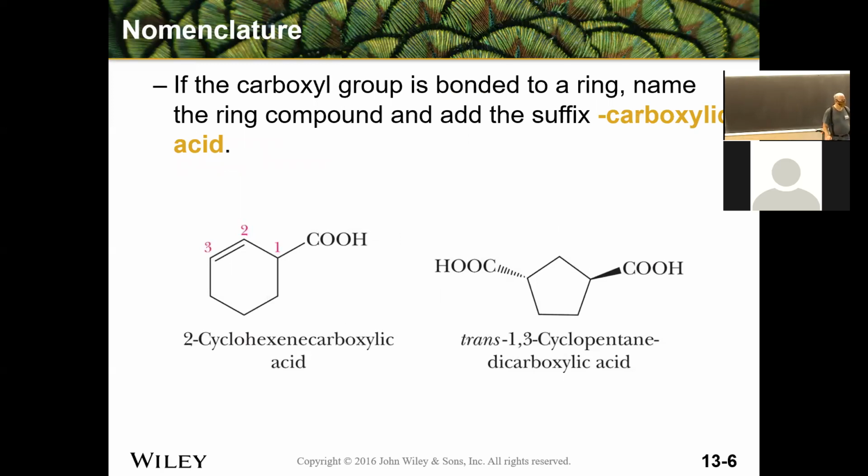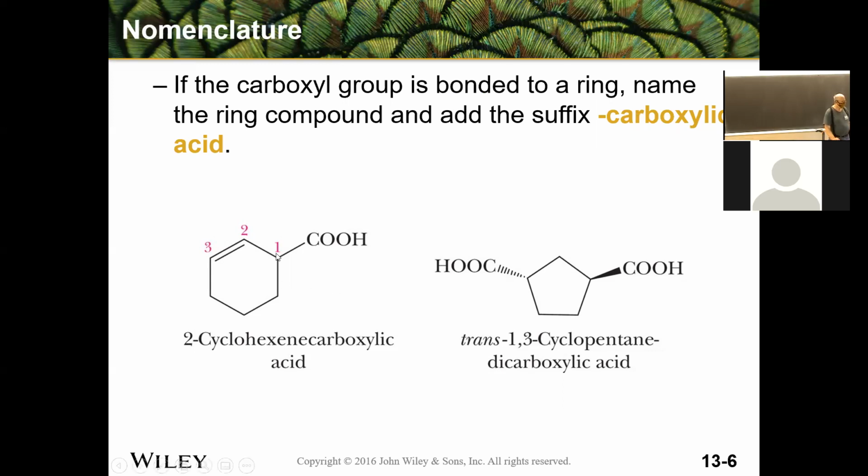Just like with aldehydes, carboxylic acids cannot be part of a ring. They have to be outside of a ring. If a carboxylic acid is attached to a ring, then we have the suffix carboxylic acid instead of oic acid. All right, so this is 2-cyclohexene carboxylic acid.